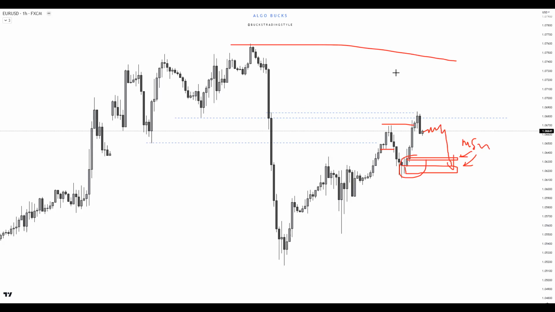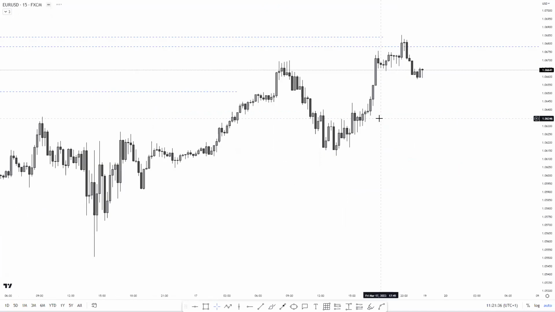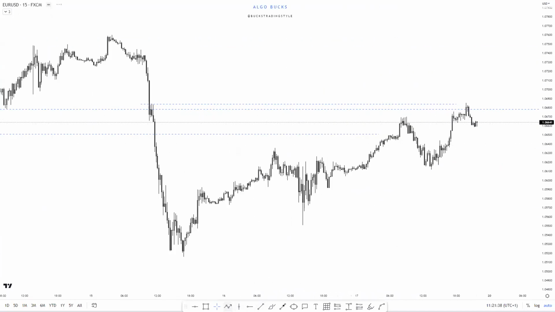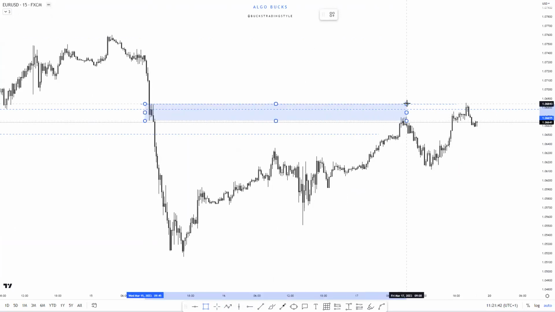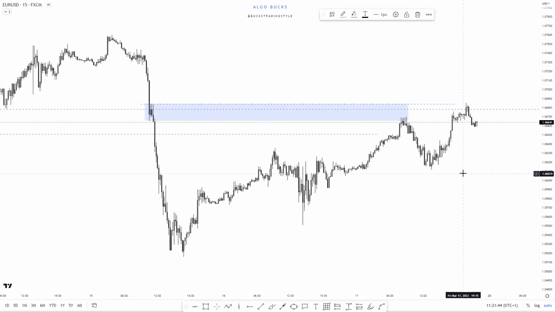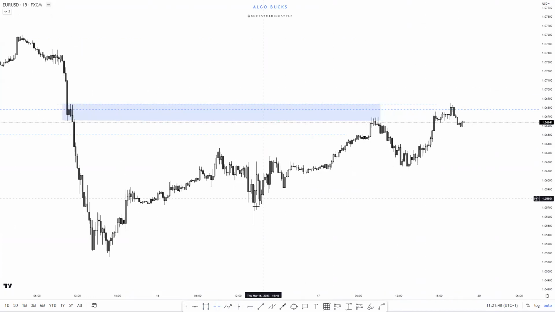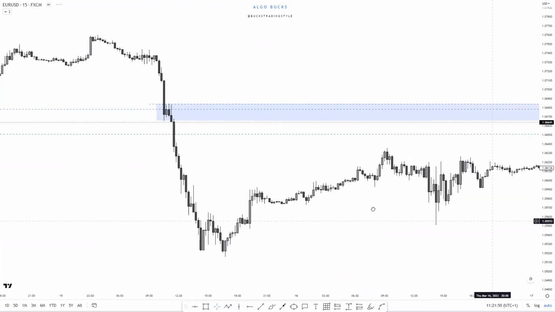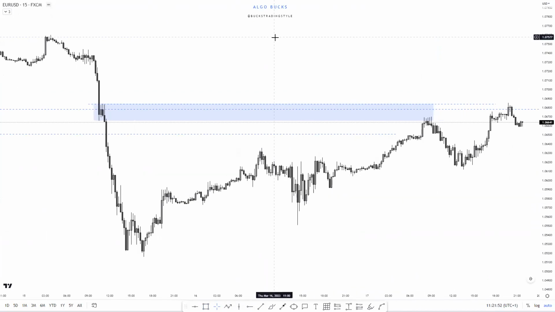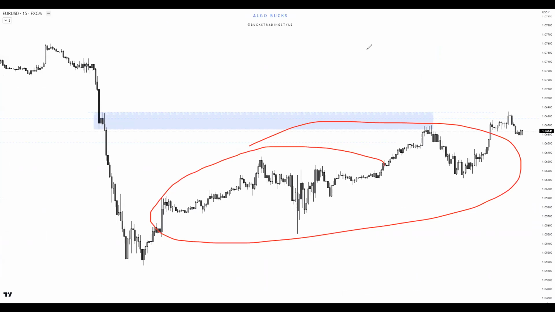Then on the 15 minutes, this was the supply that led to that quick sell. This supply right here led to this sell that came to mitigate something right here before going higher. And all of this range right here, everything happening here, is a 4 hour internal structure because price is still within that range.